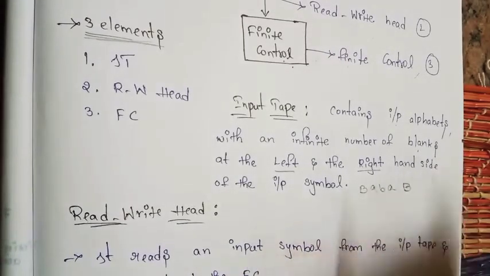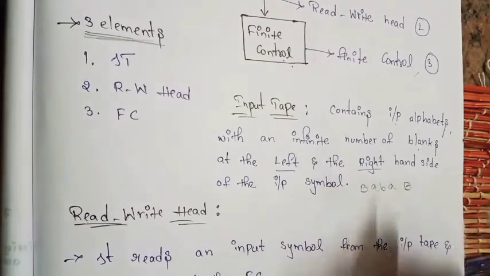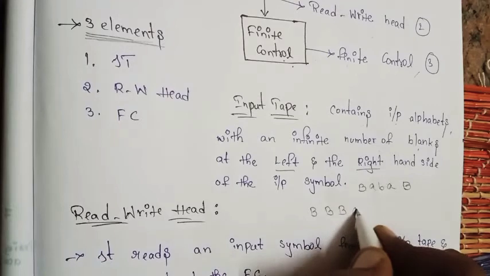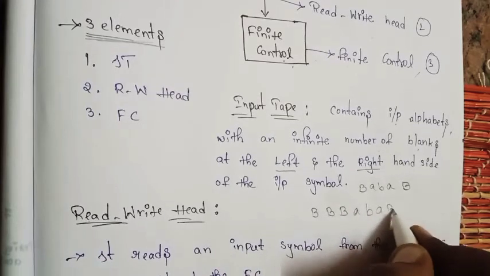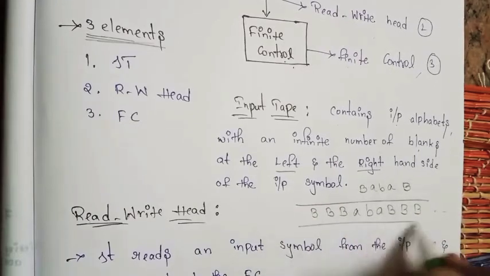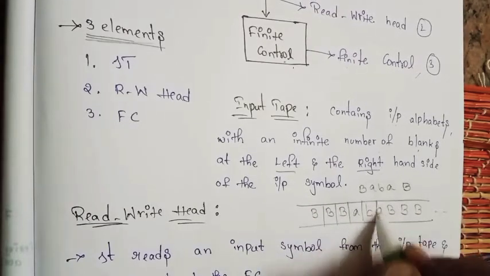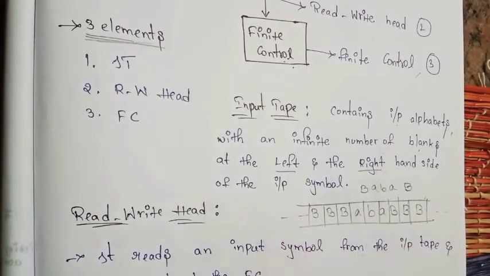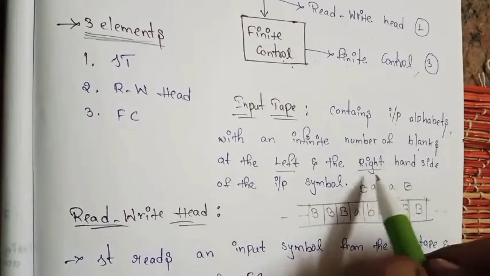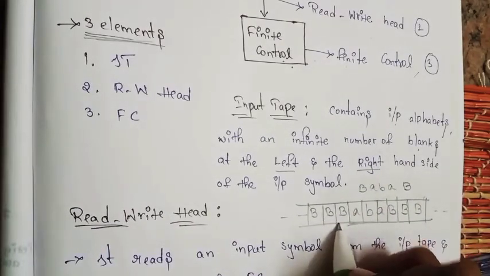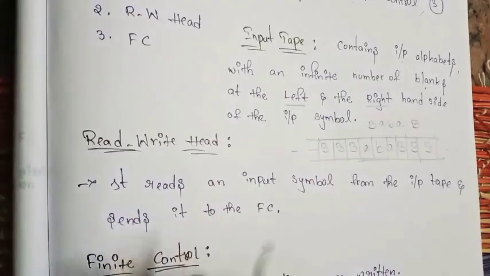Guys, you can add as many blanks as you want. You can write like this: B B B, A B A, B B B, and so on. These are all the blanks, guys. So you can write any number of alphabets or input symbols by using the blanks. Then see guys, read write head.